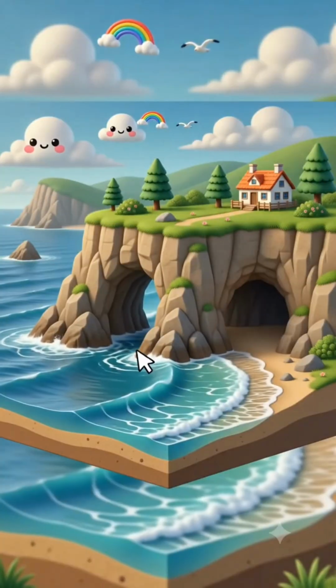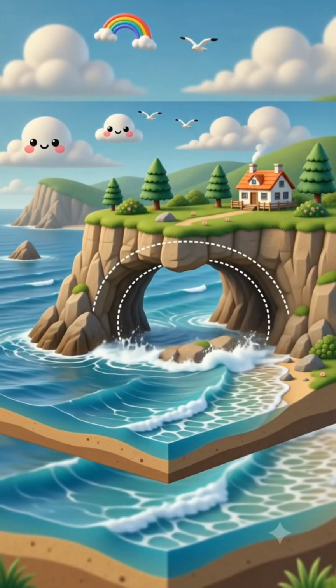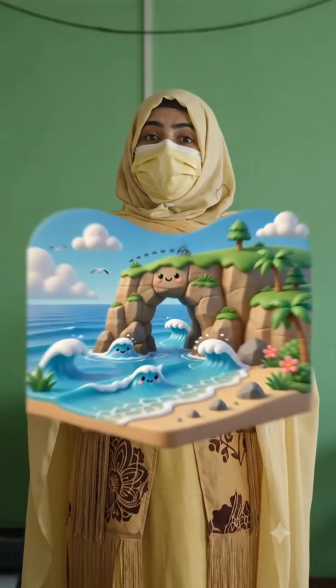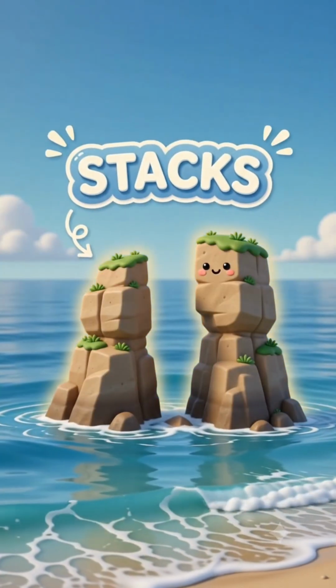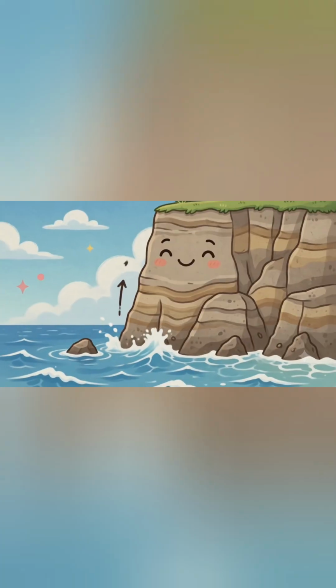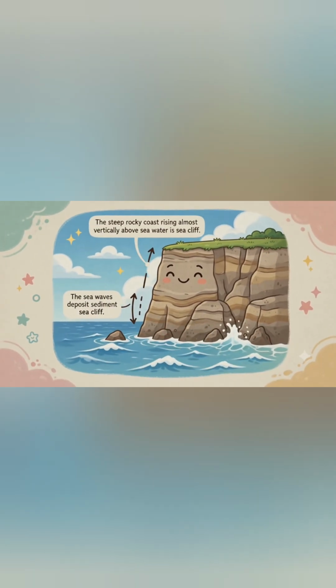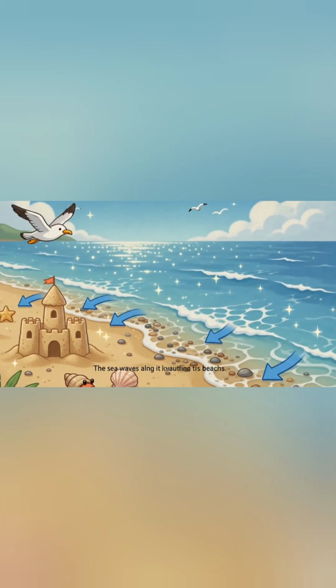Dear students, as these cavities become bigger and bigger, only the roof of the caves remains, thus forming sea arches. Further, erosion breaks the roof and only walls are left. These wall-like features are called stacks. The steep, rocky coast rising almost vertically above seawater is called sea cliff. The sea waves deposit sediments along the shores, forming beaches.